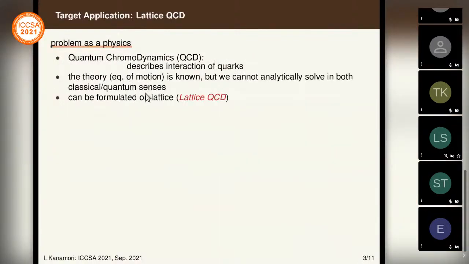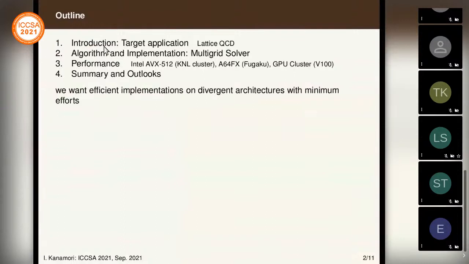Okay. So about target, something's wrong. Sorry. This is the outline page.